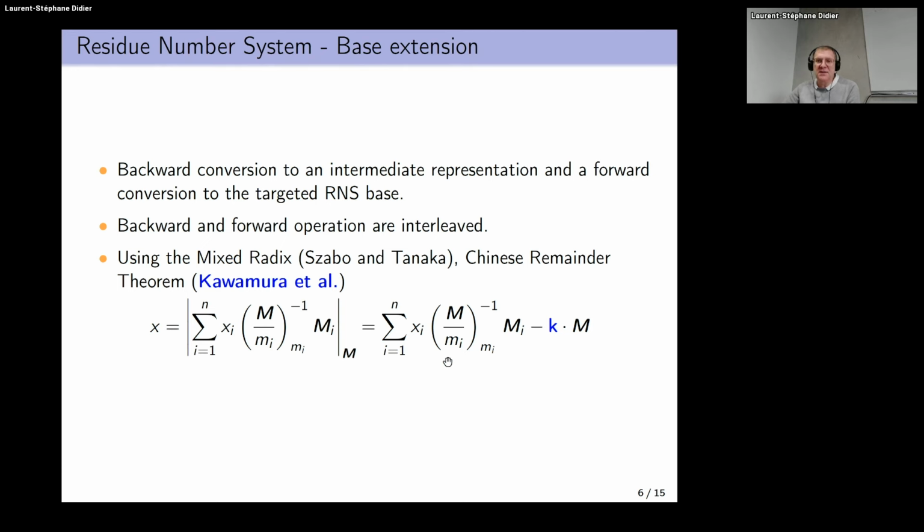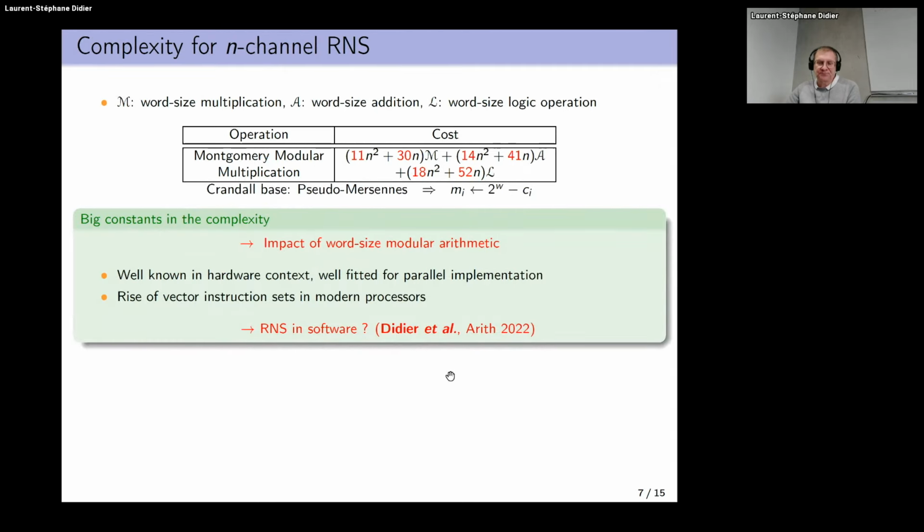However, the complexity is quadratic, because this formula is computed for each modulus of the destination base. And so, if we look at the complexity, we see that it is quadratic. So it's quite similar to the complexity in the classical representation case. The difference is that we have the penalty of big constants here. You can see here those big constants are the cause of this.